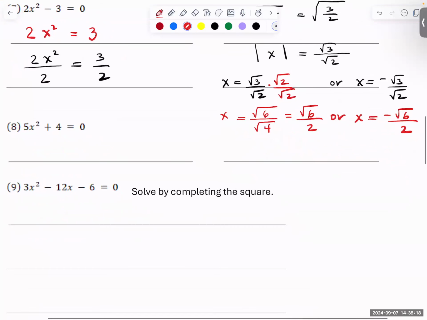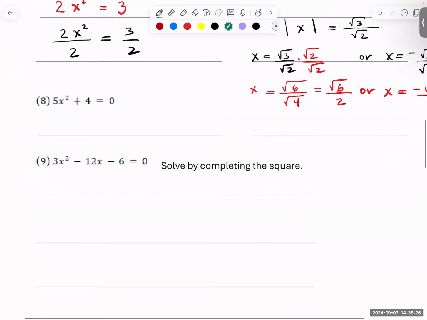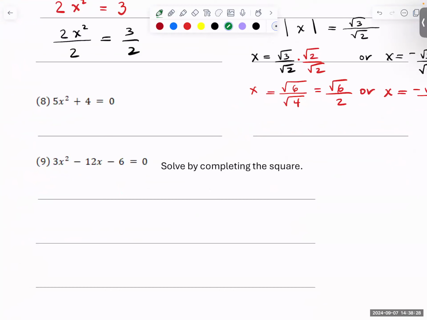Number 8. Solve 5x squared plus 4 equals 0. The terms are in decreasing degree order, and we have set to 0 and a greatest common factor of 1. So if we're going to use the square root property, we have to isolate the square term and isolate the constant.